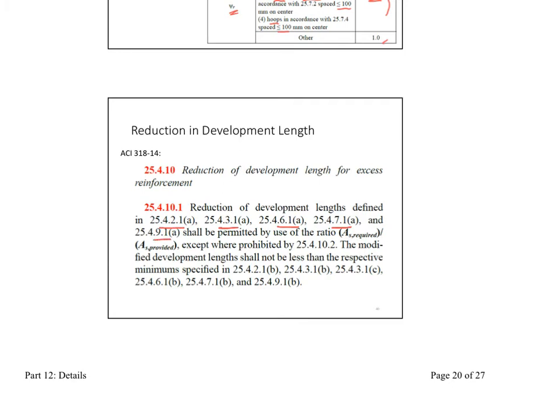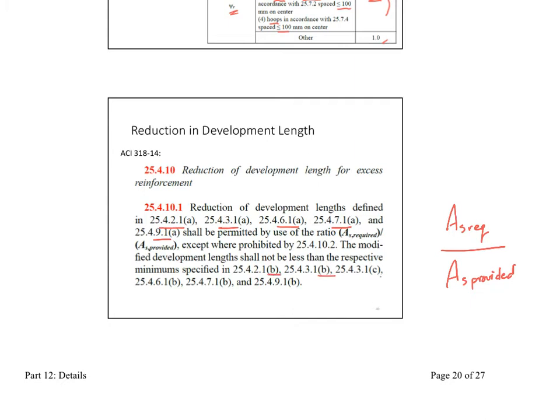They are permitted to be reduced by a factor equal to AS required divided by AS provided. Which means if we provided extra rebars than what is required for the analysis at the yielding point, then you can have some reduction in your length. Your LD could go lesser than what you calculated. And those modified lengths shall not be less than the respective minimums in those provisions.